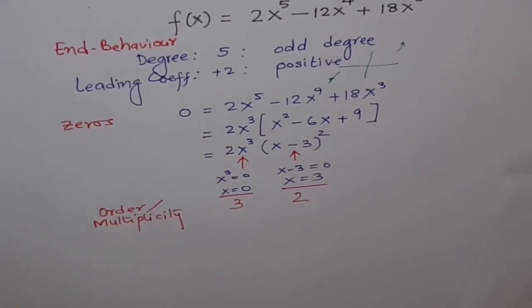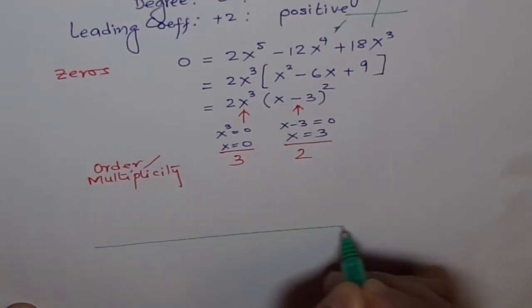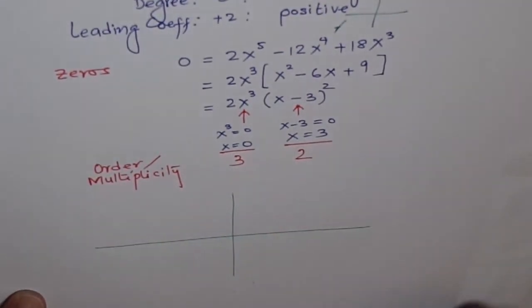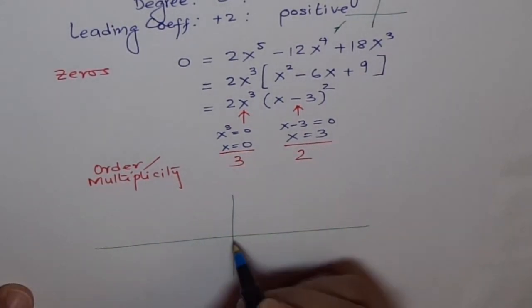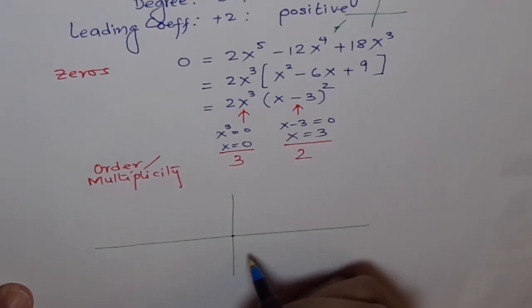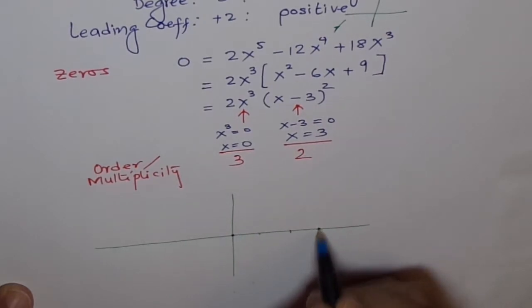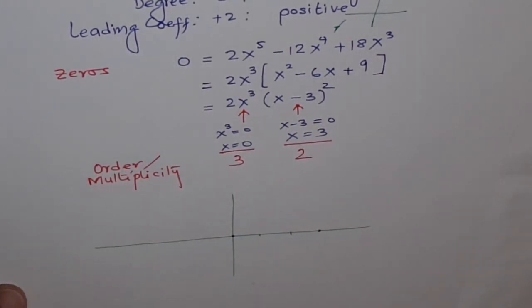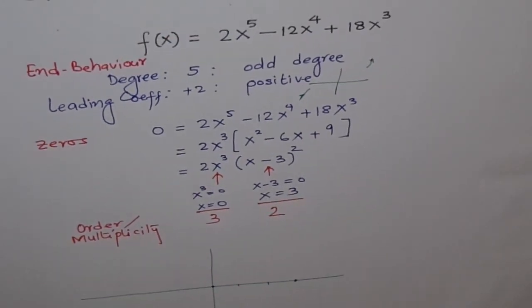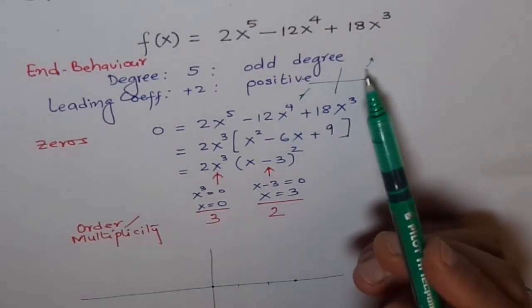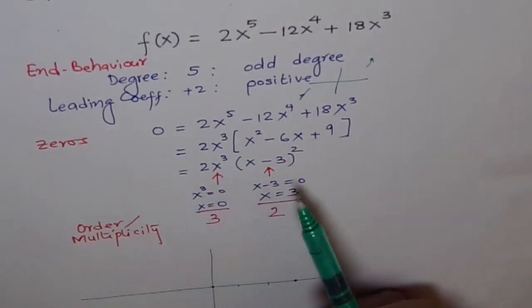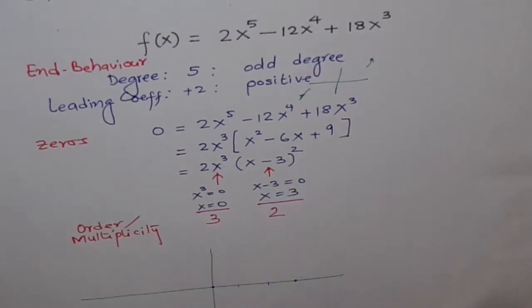Now let's try to sketch it. So first let's put the zeros down. One at x equals 0, here it is. And the second one is at x equals 3. Let's say 1, 2, 3. Right. Let's review this. When we did this function, we found that the end behavior was from quadrant 3 to 1. And then we got two zeros, one with multiplicity of 3 and the other one with 2. Now let's sketch it.